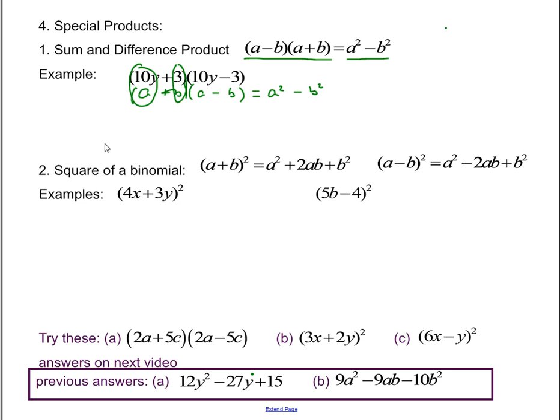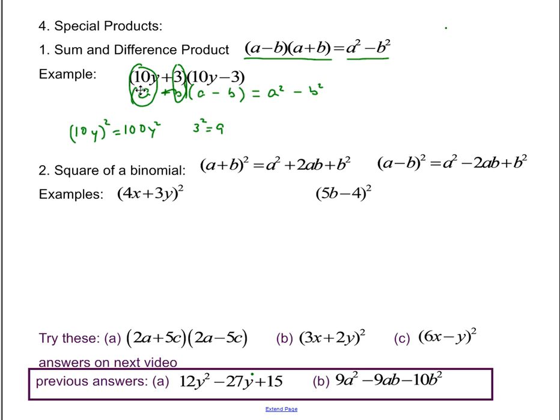Well, that's 3. What is the square of 10y? Well, the square of 10y is 10y times 10y. Well, 10y times 10y is 100y squared. So that should make some sense to you. Right? And of course, if I take 3 and I square it, I know I get 9.